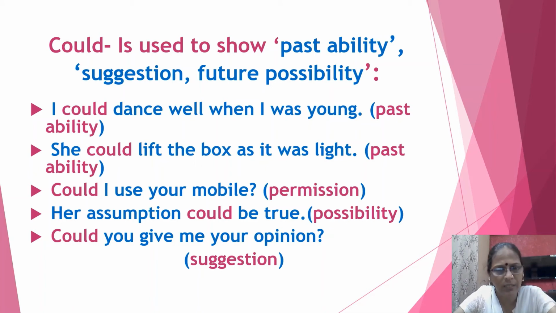Next, her assumption could be true. Here, could is used for possibility. From this example, we can understand that it is possible, means her assumption could be true. Could you give me your opinion? In this example, could modal auxiliary is used for suggestion. If somebody wants suggestion, then he can use could modal auxiliary. So here could is used as suggestion.